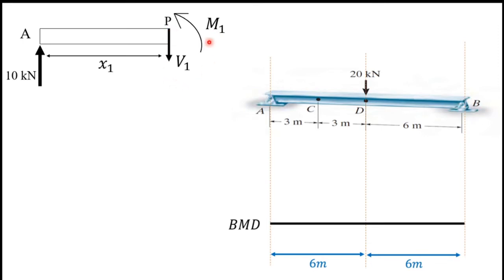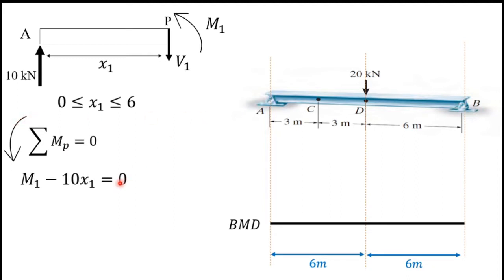So next I am going to find this M1, and this is the range. This x1 is valid for the range 0 to 6. Beyond 6 I can't apply the equation which I get from these calculations. So I am going to take moments about point P in the counterclockwise direction. When I take moments, I will have M1 minus 10 x1 equals 0. So M1 equals 10 x1. This is y equals mx type. So that means I can draw the bending moment diagram here for this AD part.